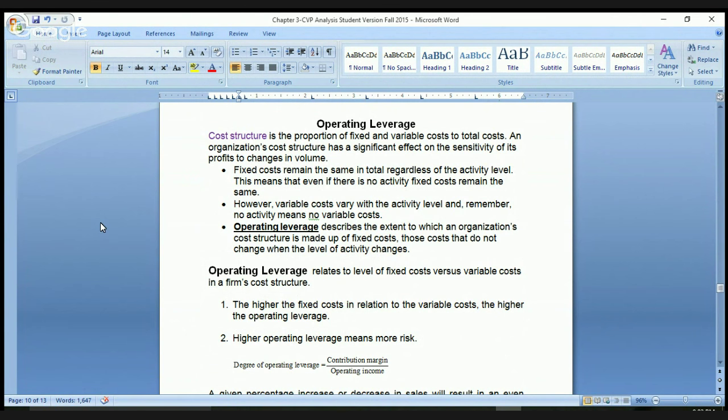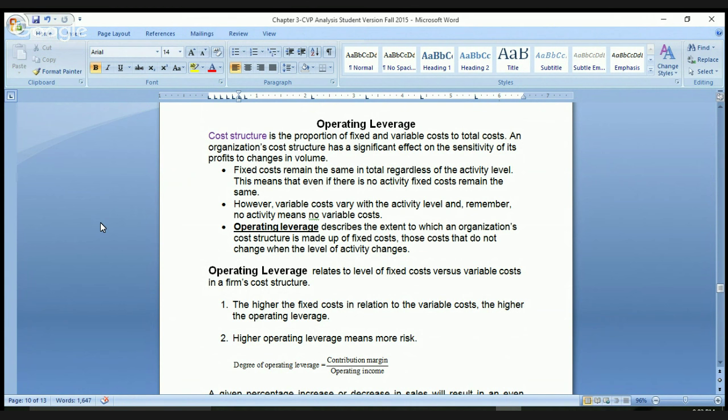So if you look at the example in the book, her fixed costs are $2,000. So no matter what she does, she has that cost. Even if she doesn't sell one GRE package, she still will have to pay $2,000 out of pocket. This means that even if there's no activity, fixed costs remain the same. Variable costs, of course, will vary by the activity level. So based on the example in the book, the number of packages will drive how much her variable costs are.